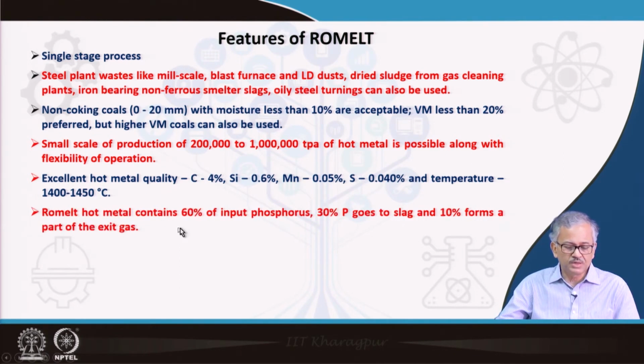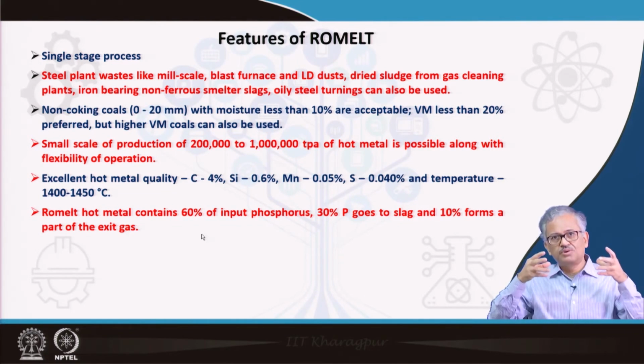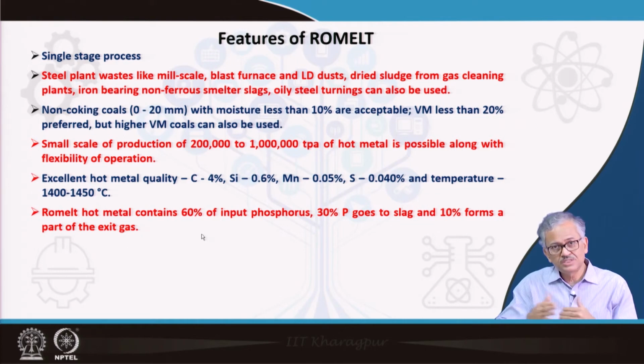You can see raw milled hot metal contains 60% of input phosphorus, and 40% goes off. How? Now 30% phosphorus is partitioned into the slag, and 10% can move with the exit gas. So around 60% of the ore phosphorus reports to the hot metal, 40% goes off. That is the advantage, because the slag is in some kind of emulsion form, and efficient partitioning takes place in the presence of FeO in the slag.